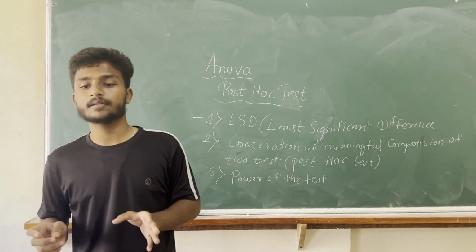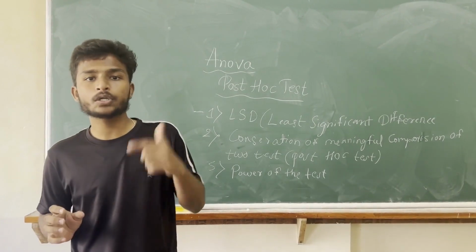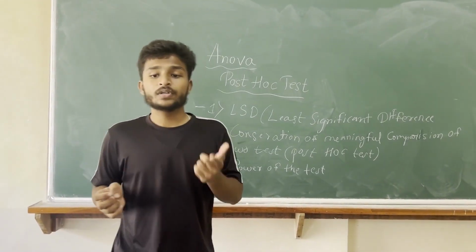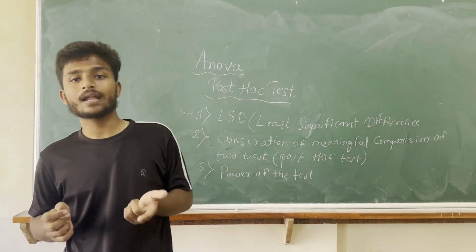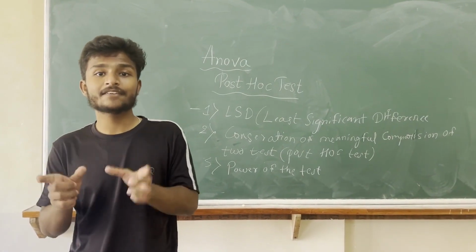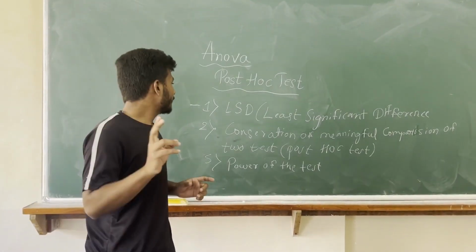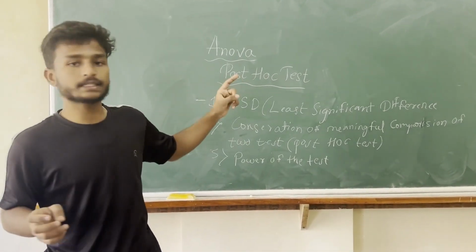Power of the test is also one of the considerations in post hoc tests related to ANOVA, that is analysis of variance. Tests with more power are more likely to find a significant difference in comparison of two groups. So that's all. These are my three topics in post hoc tests in ANOVA.